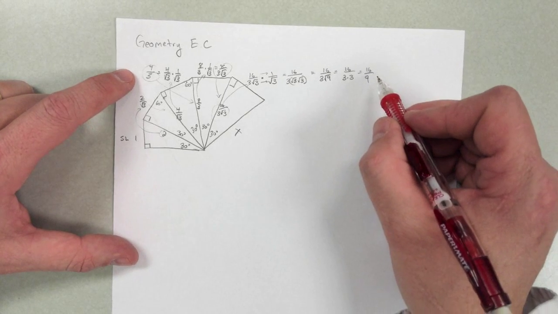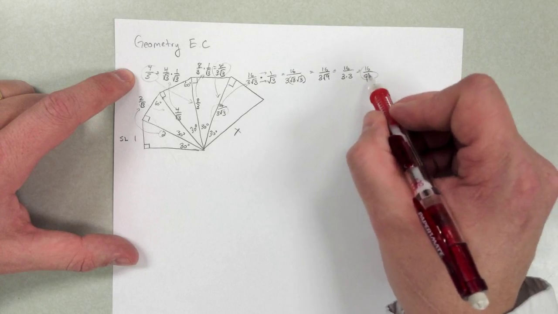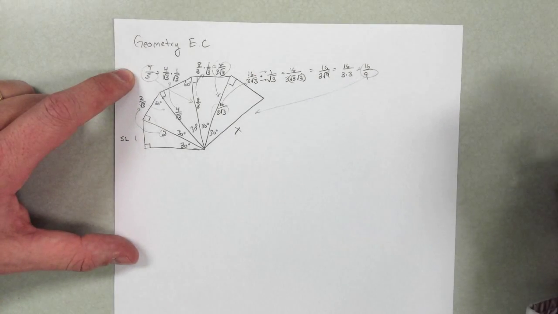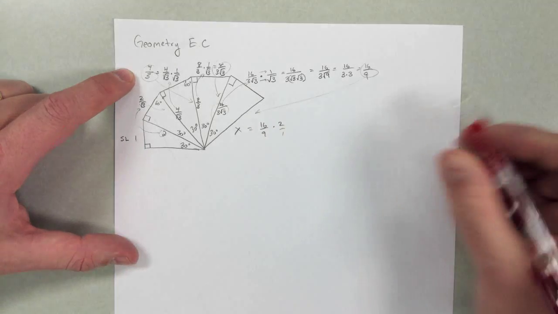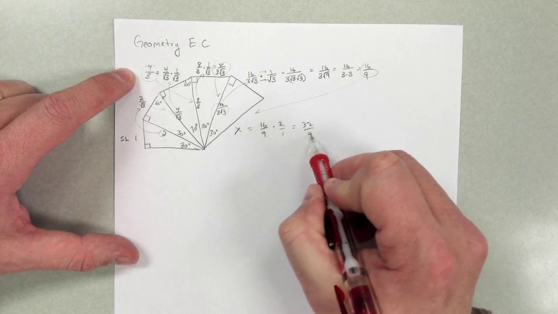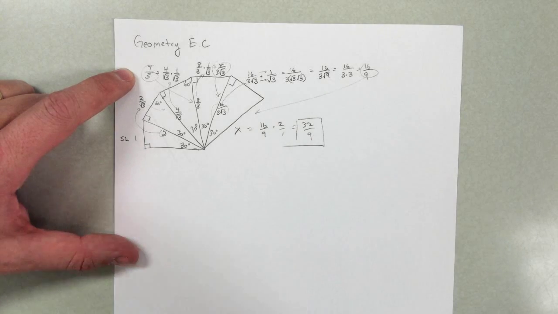Okay? Then all we have to do is to go from there to the hypotenuse, which is times 2. So x is 16 over 9 times 2, which is 32/9. Nice job if you got it.